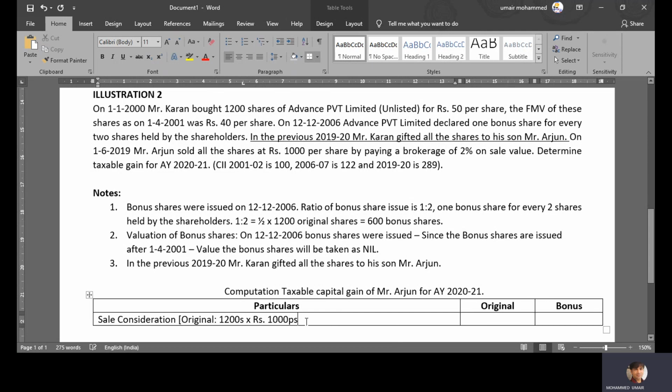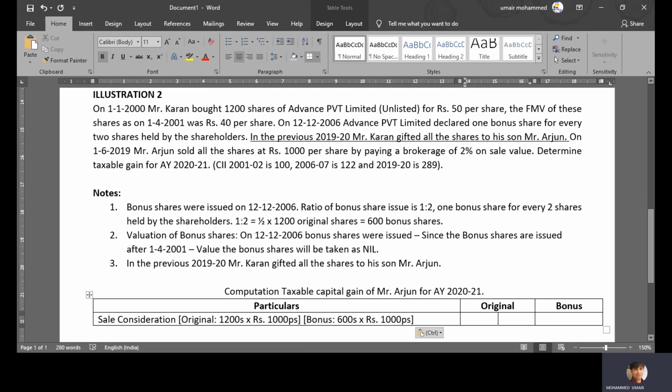Now, at what price did he sell the bonus shares for? Same price. So bonus shares were also sold for the same price. But how many bonus shares are there? So we have 600 shares into, again, 1000 per share. So this constitutes your sale consideration.